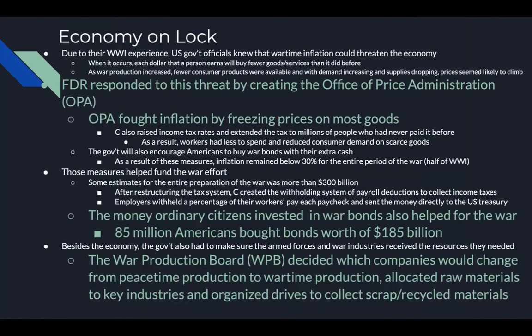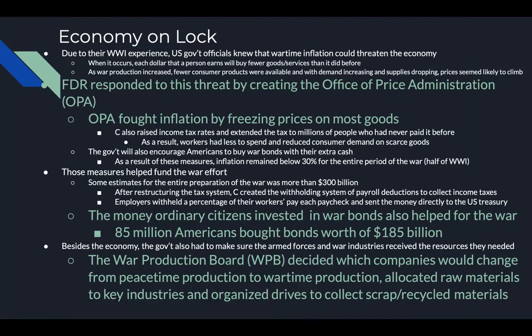Economy on lock. Due to their World War I experience, U.S. government officials knew that wartime inflation could threaten the country. When inflation occurs, each dollar that a person earns will buy fewer goods and services than it did before. Think of that statement again. Say it to yourself. Every dollar a person makes will buy fewer goods and services than it did before. We have all experienced inflation in the last 2 years, so you guys know what I'm talking about.